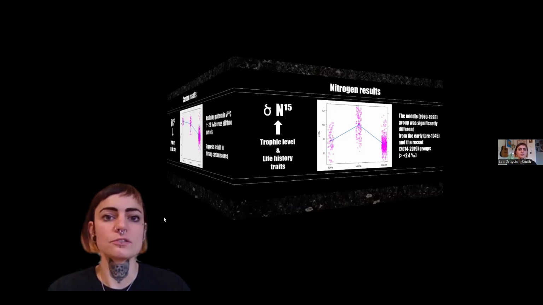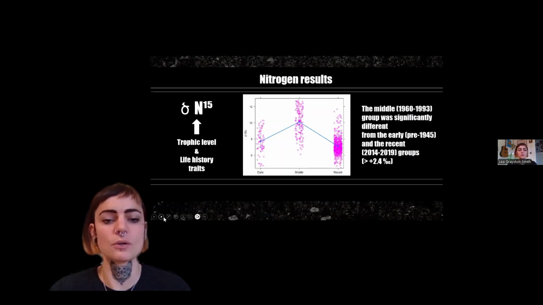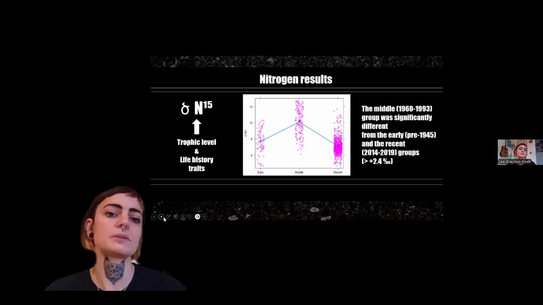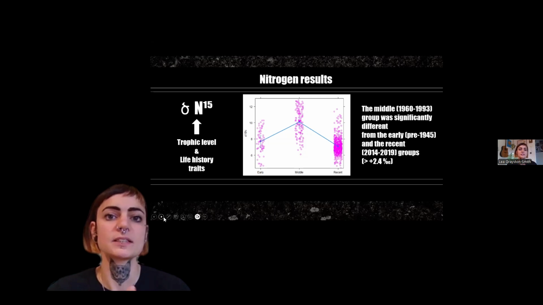Now, for our nitrogen results, the pattern was a bit different. What we saw was our early and our recent group were not significantly different, but our middle group was significantly different. Now, this could be down to the fact that we had far fewer samples in our early group than we did in our recent group. So it could be just down to that. Or it could indicate some of those life history traits. So it could indicate stress, or feeding from a food source that's been enriched in fertilizers, such as those applied on our fields.